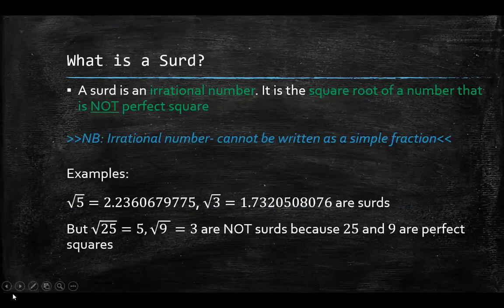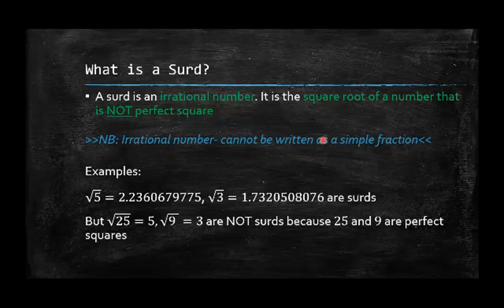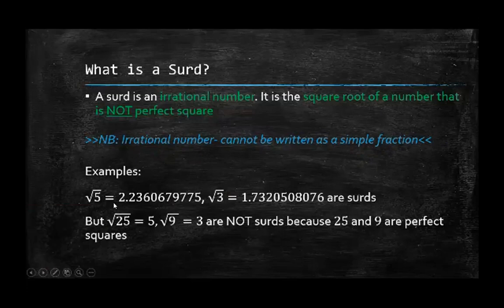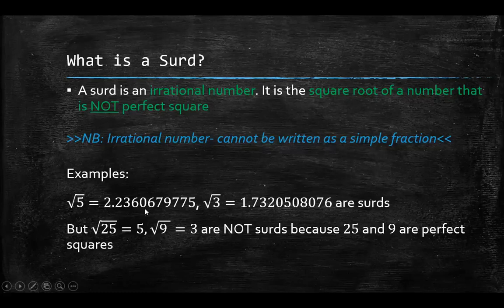Starting with the basics. What exactly is a surd? A surd is an irrational number. So you probably did this in math class already, but just in case you don't remember, an irrational number is a number that cannot be written as a simple fraction. You see this whole long decimal here. If you punch into your calculator the square root of 5, you'll get this whole long decimal. You're not going to get a fraction.